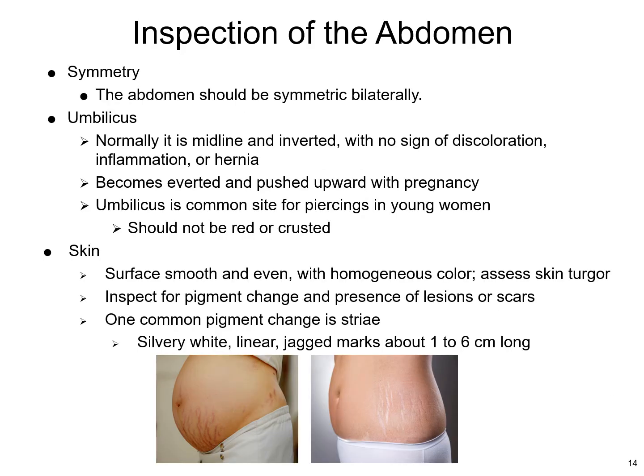We do want the abdomen to be symmetrical bilaterally. The umbilicus is typically midline. It can be inverted. You want to make sure that there are no signs of any type of discoloration, inflammation, or any hernias in this area. With pregnancy, it is common for it to be inverted and kind of pushed upward.